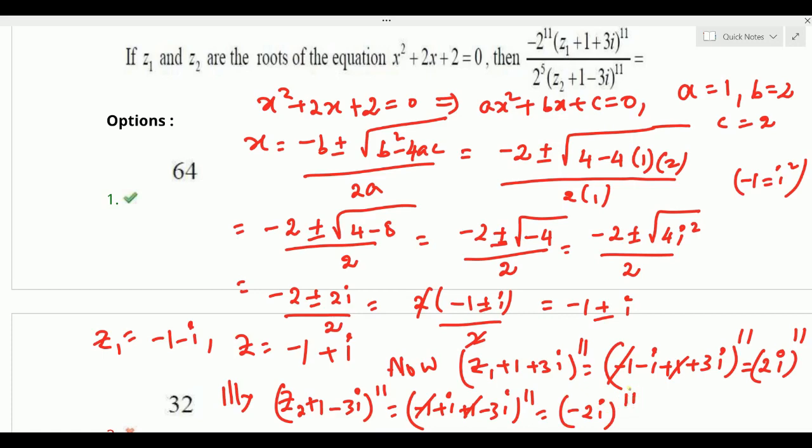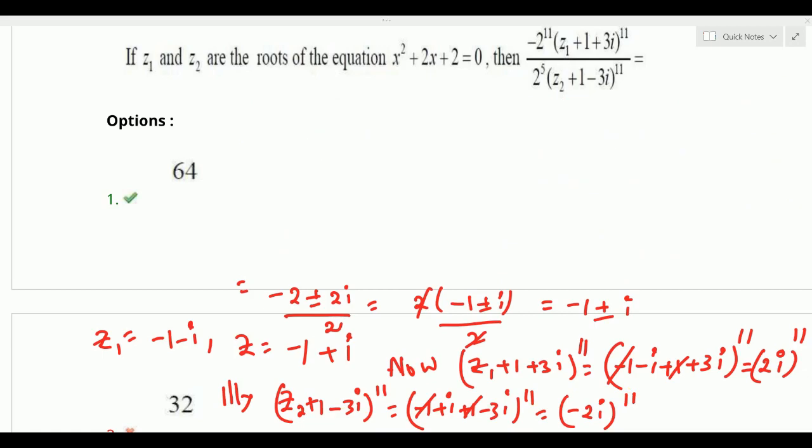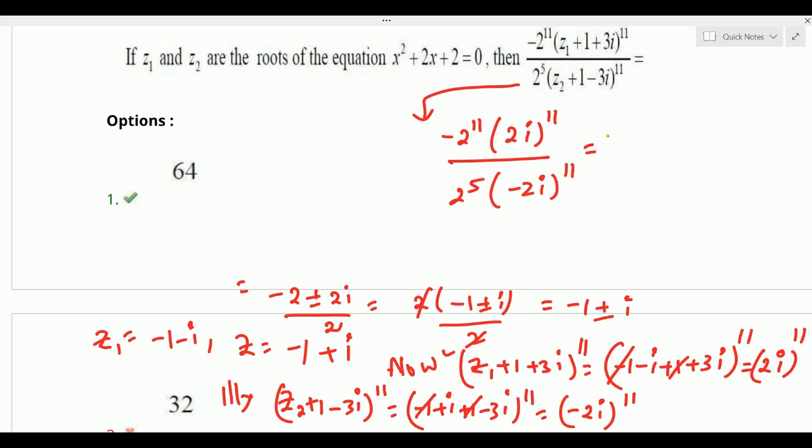Okay, now we have to collect the total result. What is the total result? We will see now. The required result is 2 power 11 in the numerator. We got z1 plus 1 plus 3i whole power 11 as 2i whole power 11, which is the numerator. Now the denominator is 2 power 5 times z2 plus 1 minus 3i, which is minus 2i whole power 11.